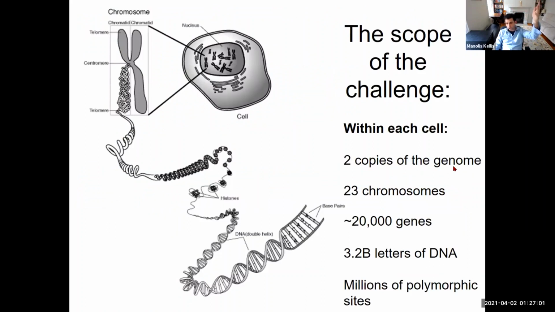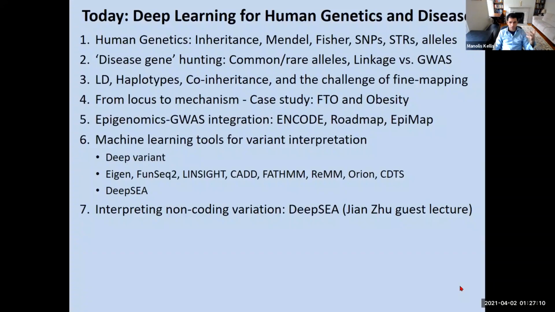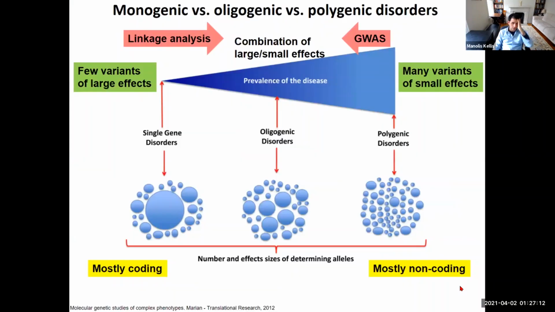We have 2 copies of the genome in every one of our cells, 23 chromosomes, 20,000 genes, 3 billion letters of DNA, and millions of polymorphic sites. So how do we go about finding these disease genes? So the major concept that I want all of you guys to get is the difference between common variants and rare variants. So basically, what rare variants allow you to do is look at strong effect variation.